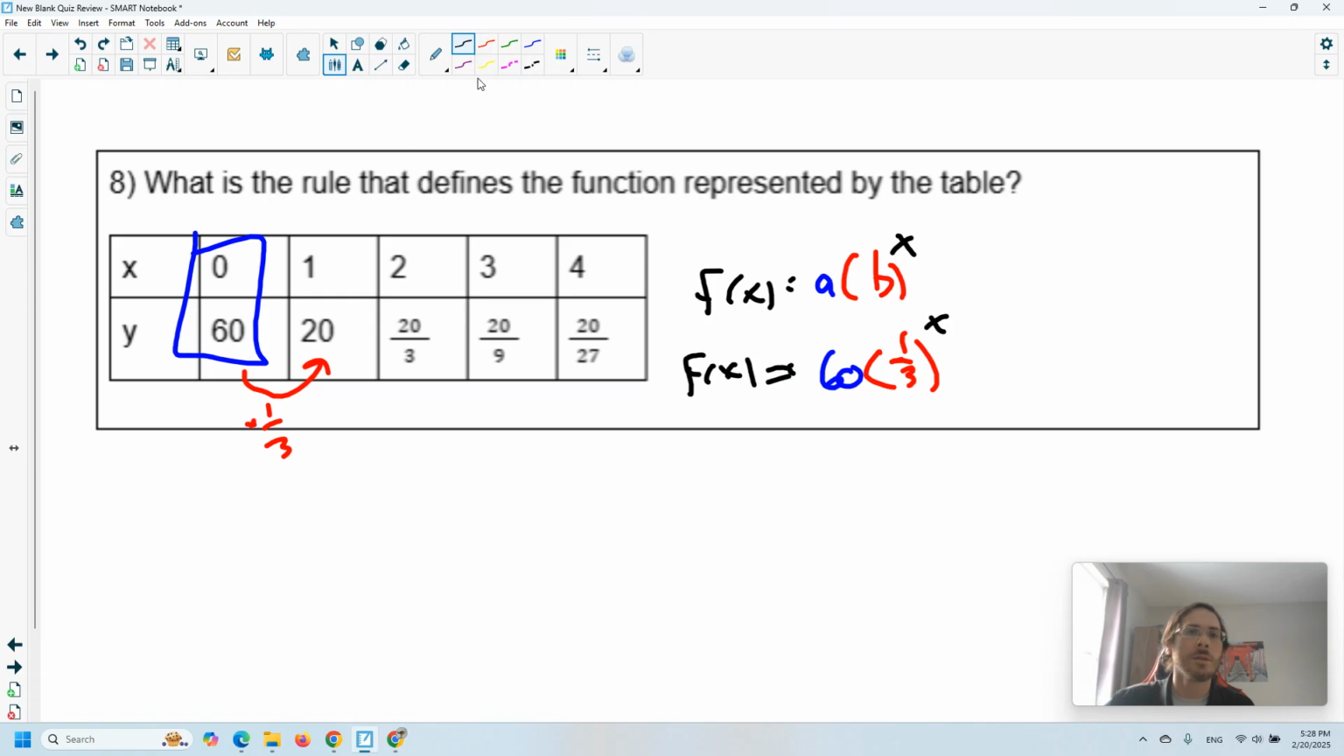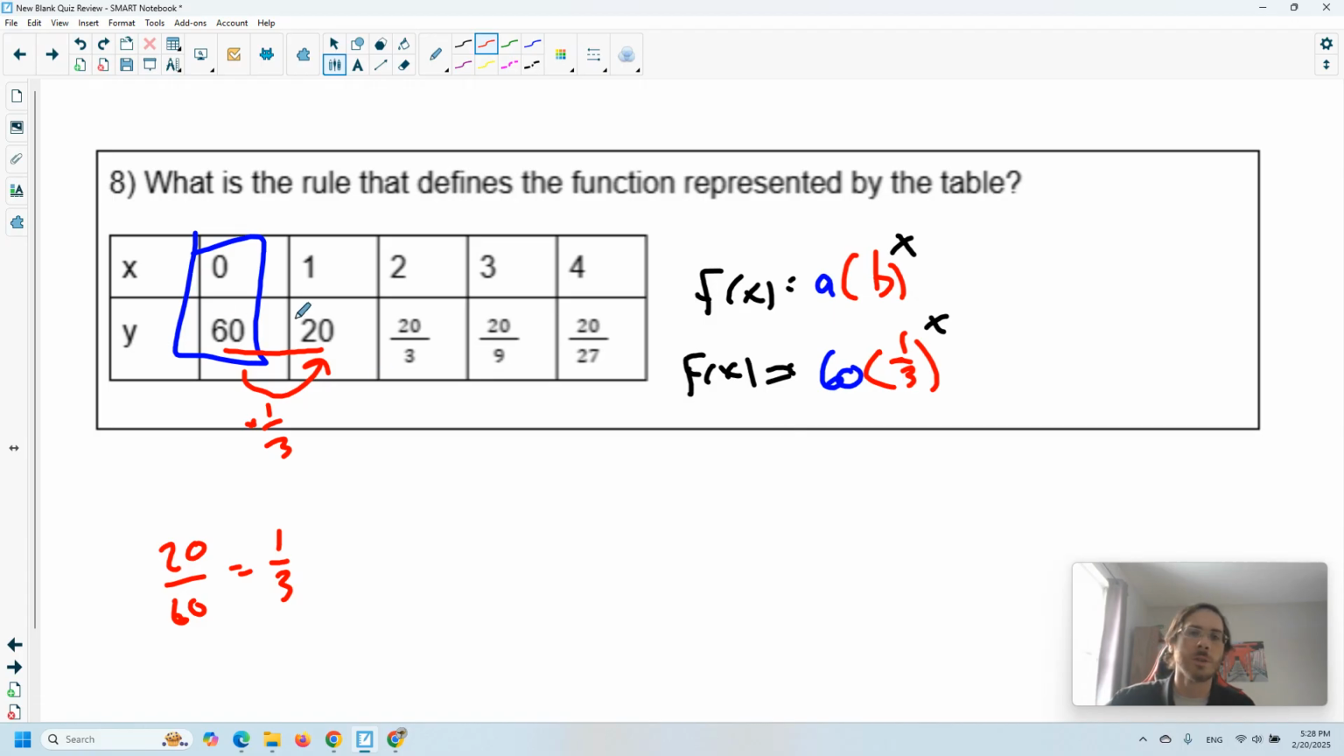If you did not see that we were dividing by 3, or if you didn't know, you take the 2 that are next to each other, and we would divide. 20 divided by 60. It's always the second one divided by the first one. We can simplify that to 1/3, and we get the same answer.